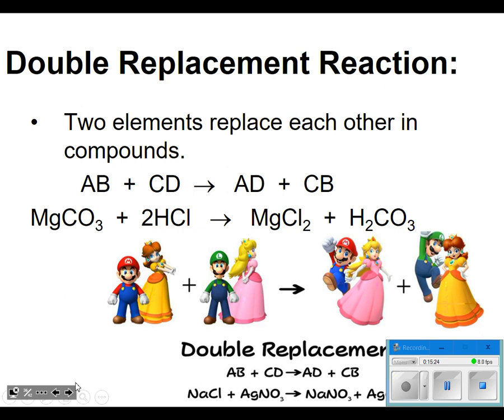All right, then we have double replacement reactions. Two elements replace each other in compounds. So it's a lot like dancing partners that switch. Okay, so we have A and B plus C and D, and then we get A and D and C and B. So literally the positives switch negative partners.